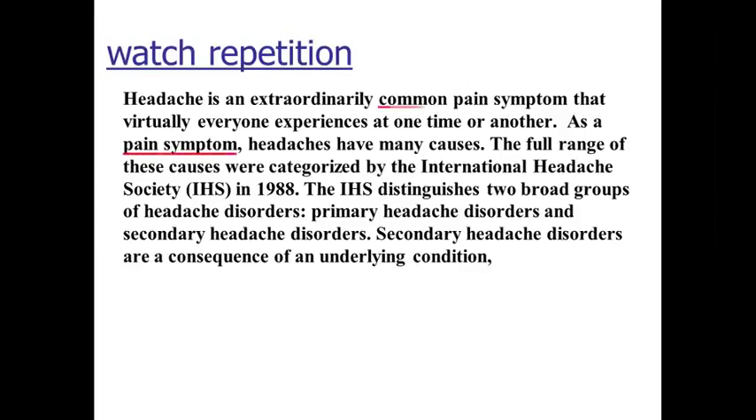So for example, in the first sentence they use the term common pain symptom, and then they start the next sentence with as a pain symptom, and then they end that sentence with have many causes. They start the next sentence with the full range of these causes. They end that sentence with the International Headache Society, and they start the next one with the International Headache Society. They end the next sentence with secondary headache disorders, and then they start the following sentence with secondary headache disorders.